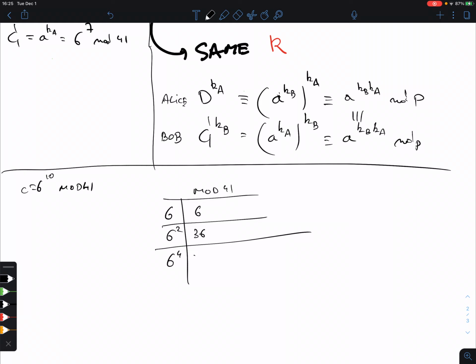Okay, let me get my calculator. Where'd my calculator go? Oh, there. Sorry guys, for some reason my calculator has disappeared on me. Where'd my calculator go?